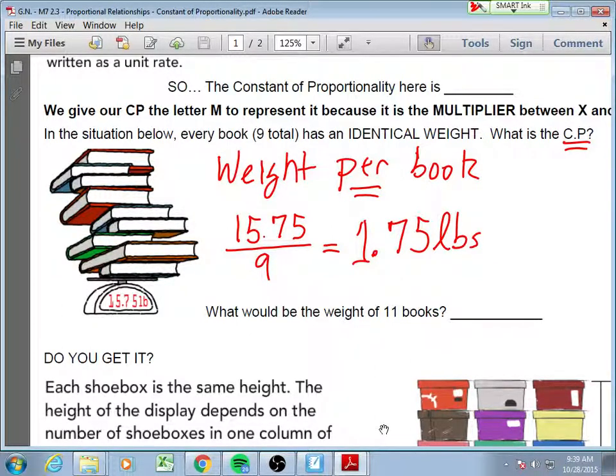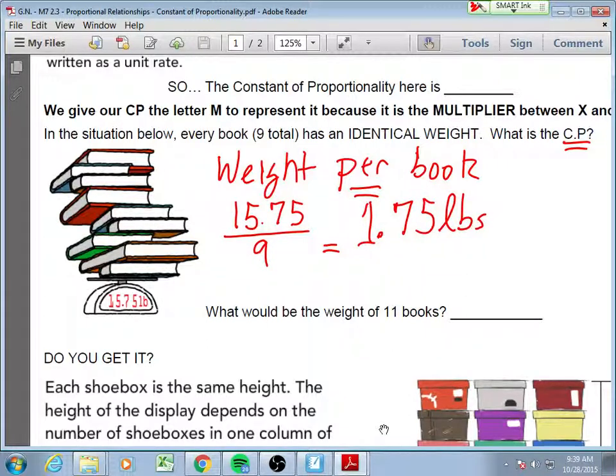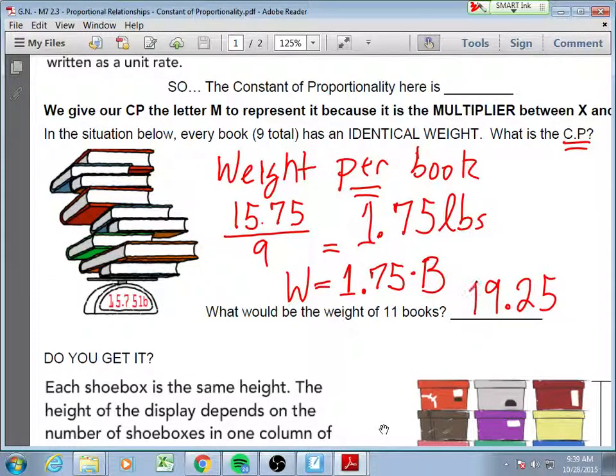So then the equation that we could write, hopefully you have a little bit more space than I have left, we could say the weight is equal to 1.75 times the books. You know what the weight of 11 books is? What do you get? 19.25. Can anyone verify that for us? Yeah, I did.